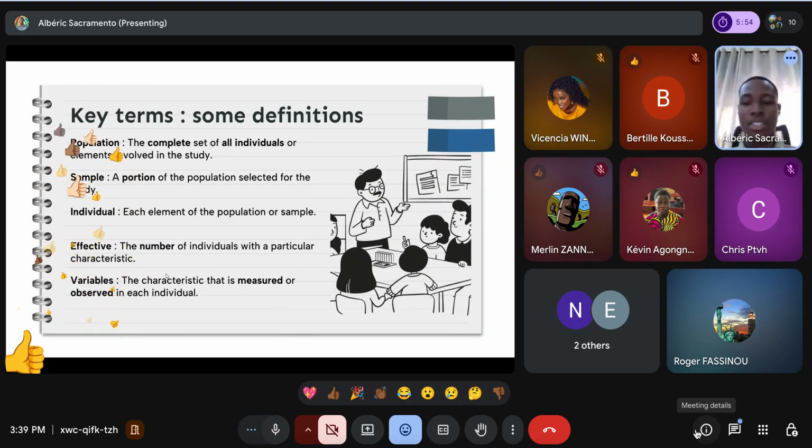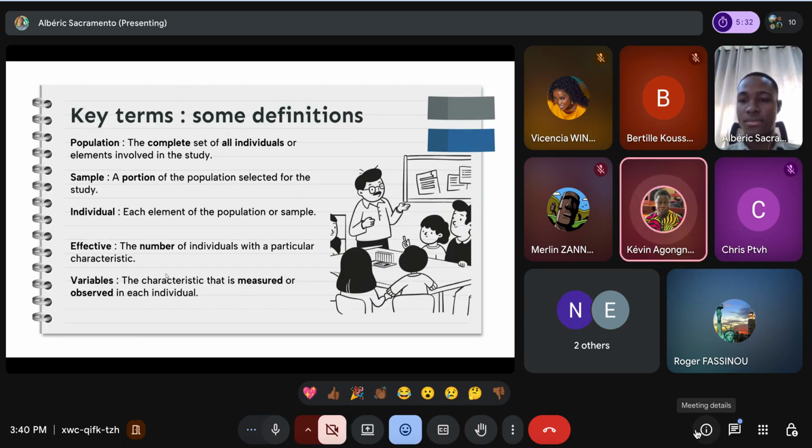Let me ask you something. According to you guys, how many types of variable do we have? Let me know. Kevin, can you give me an answer, please? How many types of variable do we have? Okay. There are 2 variables, the quantitative variable and qualitative variable. Okay. Thank you, Kevin, for your answer. Let's move on.